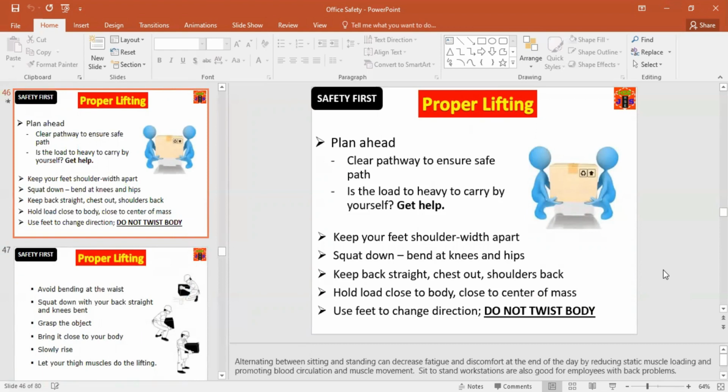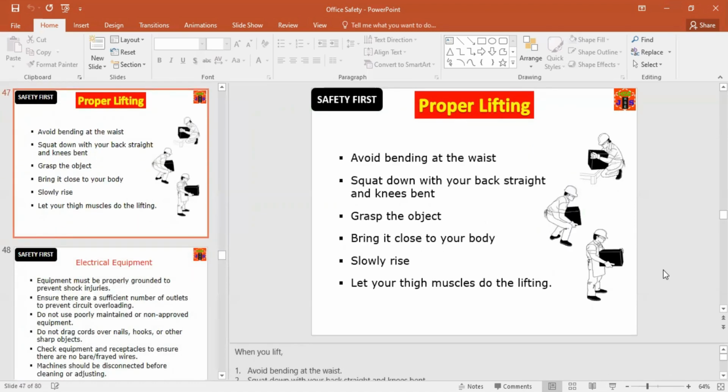If you want to avoid back problems, then plan your lifting ahead. Clear the pathway to ensure a safe path. Is the load too heavy to carry by yourself? Get help. Hold the load close to your body, close to the center of mass, and use your feet to change direction. Don't twist your body in any case. Grasp the object, slowly rise, and let your thigh muscles do the lifting.